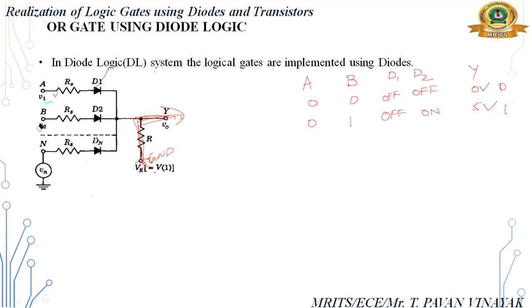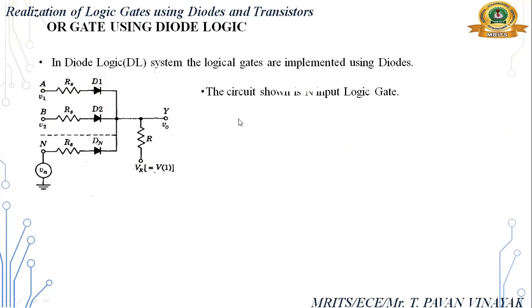Next, whenever I give here 5, here 0, means 1, 0, D1 will be on, D2 will be off. Output will be 5 volts, means logic 1. Similarly, both are 1, both are closed, so output will be 5 volts. That is logic 1. So this is the working of OR gate using diodes, right?